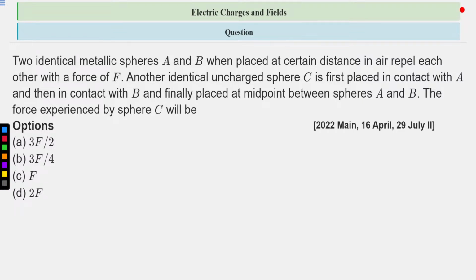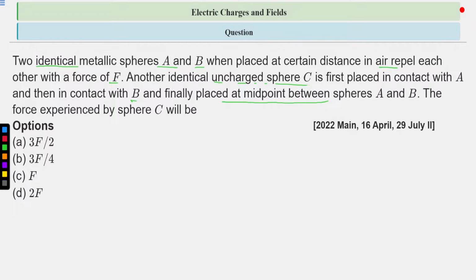Okay, next question is: two identical metallic spheres A and B, when placed at a certain distance in air, repel each other with a force of F. Another identical uncharged sphere C is first placed in contact with A and then in contact with B, and finally placed at the midpoint between the spheres A and B. Now two identical metallic spheres A and B are charged, and the uncharged sphere C is touched to A, then B, and finally placed at the midpoint.